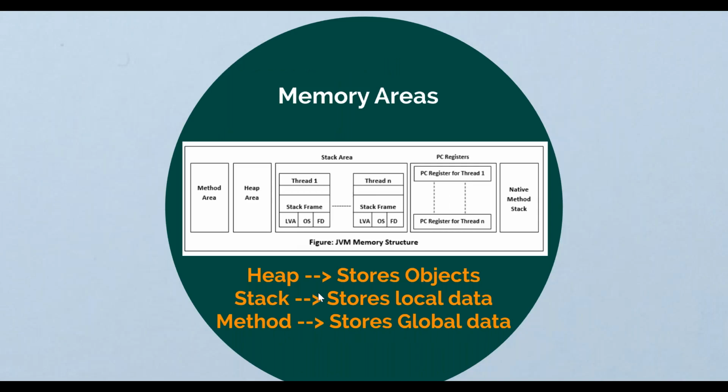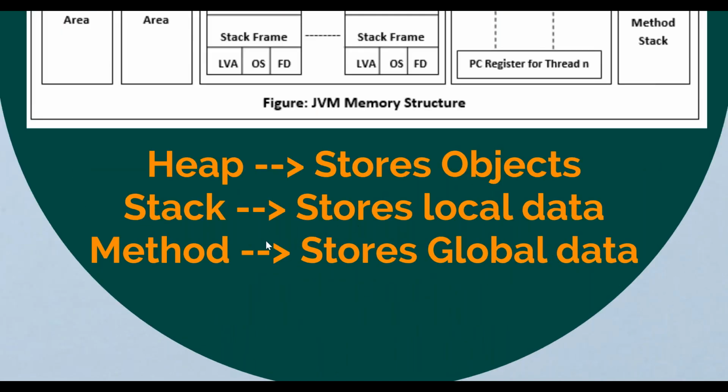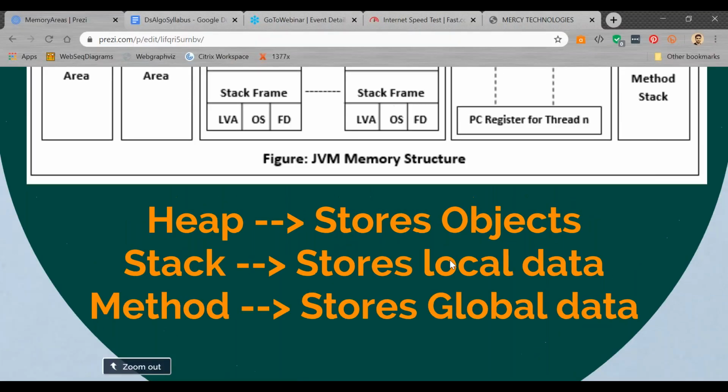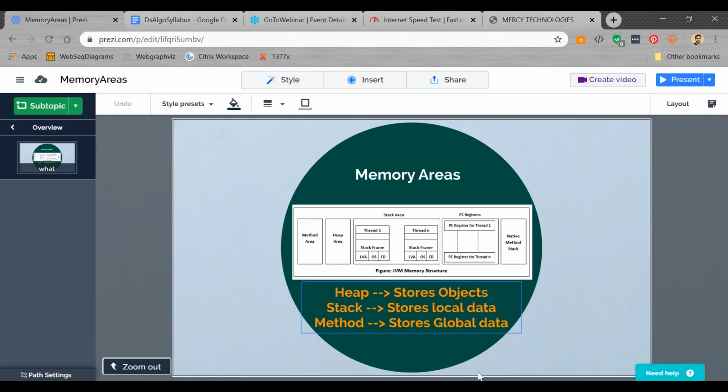So heap area, what does it do? It stores the objects. What does stack do? It stores the local data. And what does method area do? It stores the global data, right? It stores the global data. So this is a good foundation.